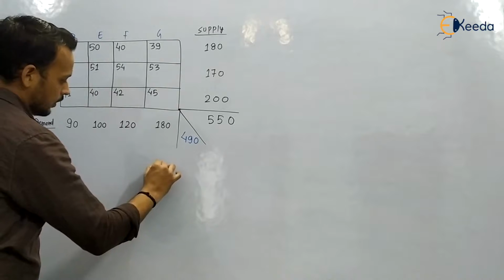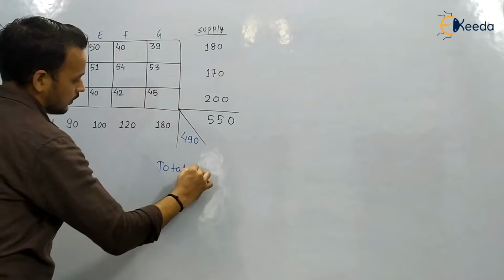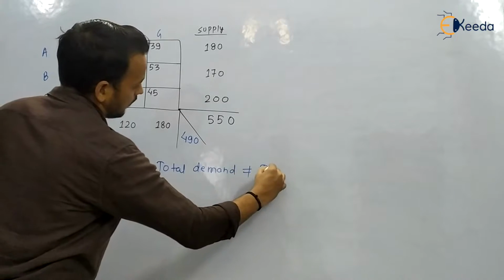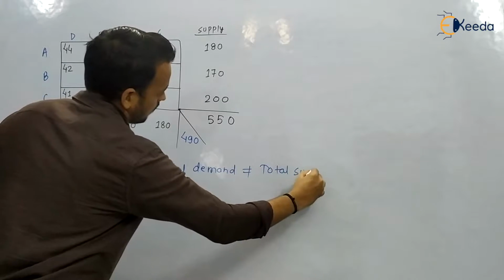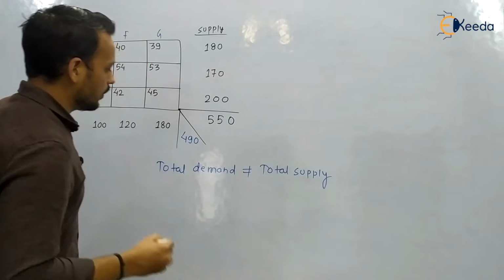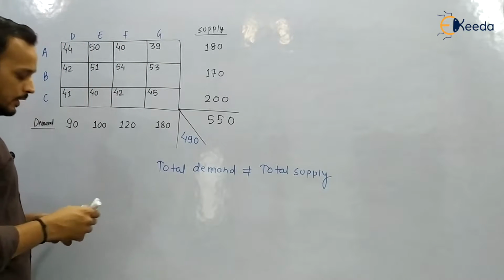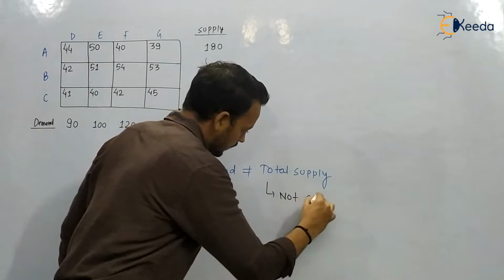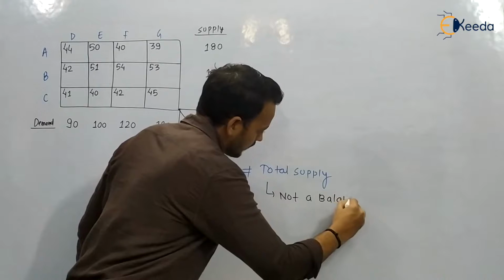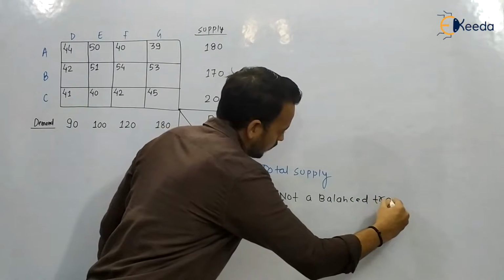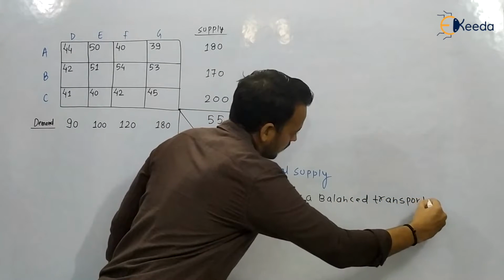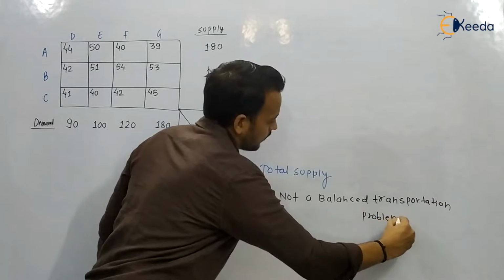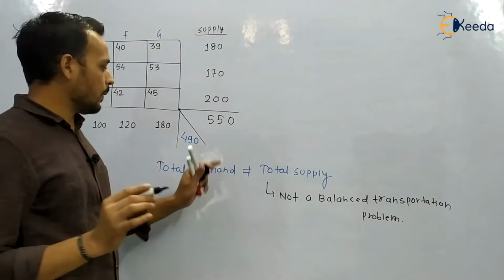So we can say that total demand is not equal to total supply. It means it is not a balanced transportation problem. So what we have to do is balance it.